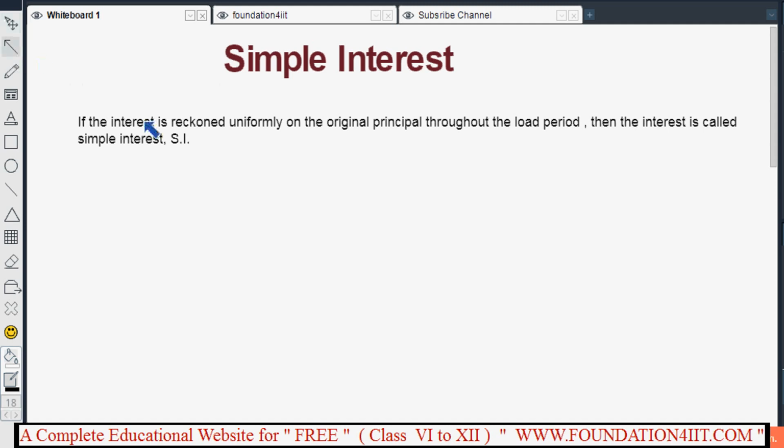So the interest is calculated generally on the original principal throughout the loan period. So throughout the loan period, we'll calculate the interest on original principal only. For example, if we take 1 lakh rupees from the bank for 10 years as a loan, then for every year on the original principal only, they'll calculate the interest. That is nothing but simple interest. So I'll write the formula.